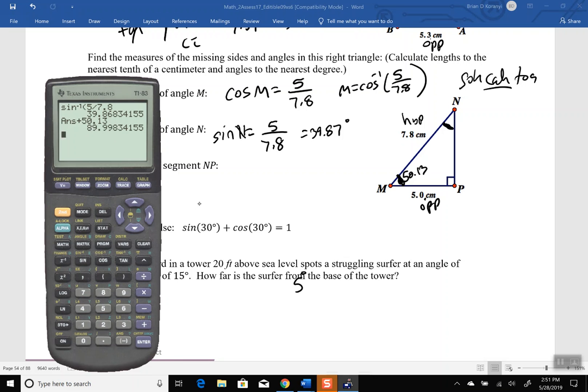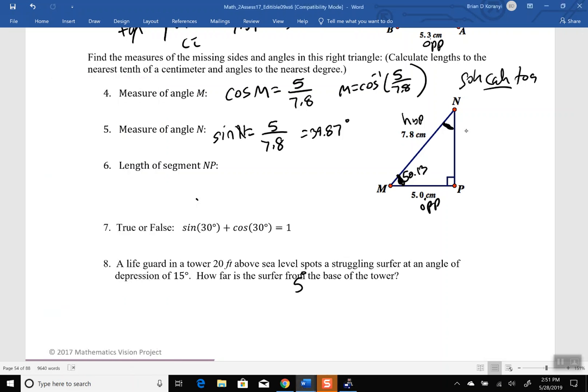And then length of segment NP. So figuring out that side x.